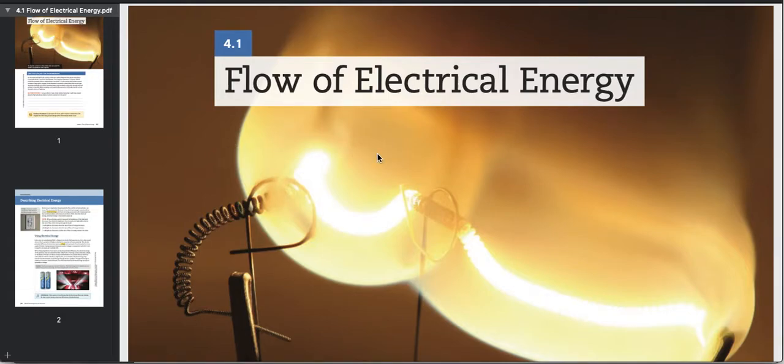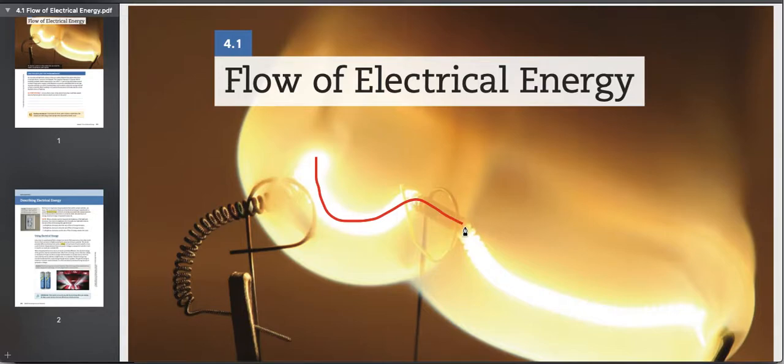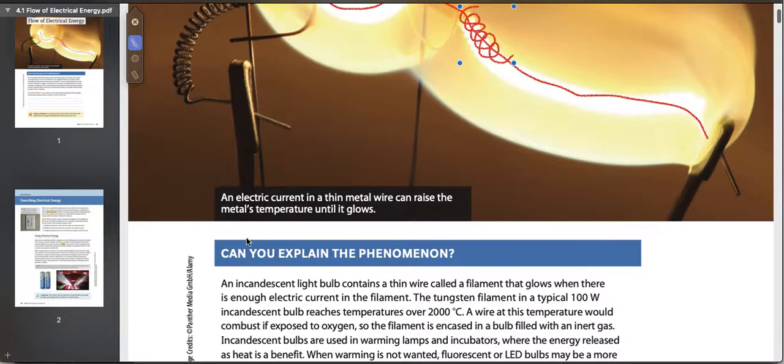We're going to read through this lesson here from the packet. This is lesson 4.1 about the flow of electrical energy. And what we've got here is a picture of the filament of a light bulb. And you can see when you look at it here, especially right here, that the filament is coiled like this. And that's going to be important later. We'll talk about that later. So let's read on here.